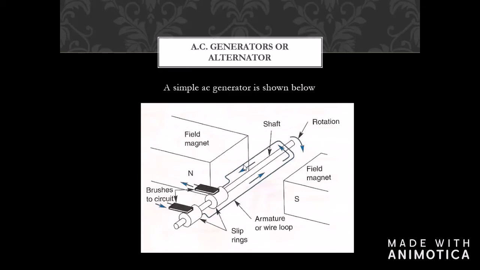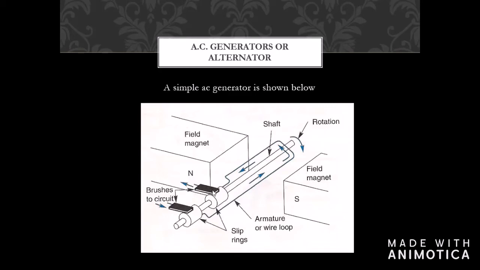Right, so as you can see, one end of this coil is attached to one slip ring, the other end is attached to the next slip ring right there. The slip ring makes the electrical connection between the conductor. So as the shaft rotates through the magnetic field, a voltage is induced into this armature coil.